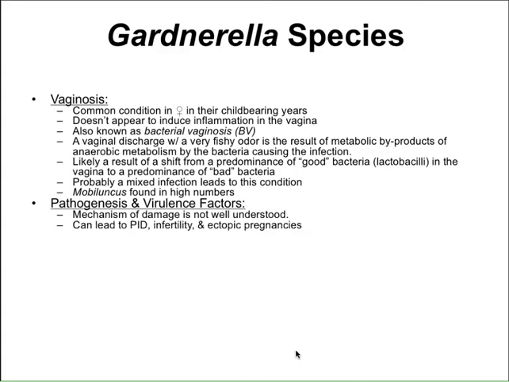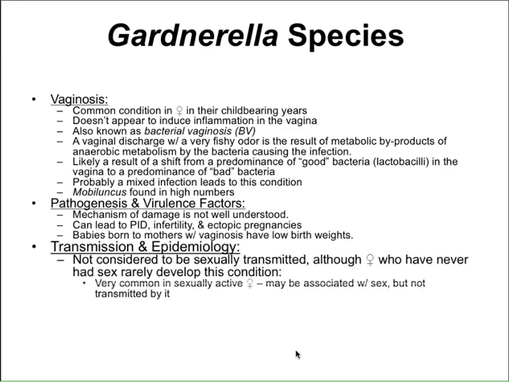It can lead to PID and infertility and ectopic pregnancy. The reason for the ectopic pregnancy, remember, is the production of scar tissue in the oviduct, and that can impede the movement of the egg down to the uterus, right? And if that egg gets fertilized, it can implant in the tube, and that's a tubal pregnancy. Babies can be born to mothers that have vaginosis, and the babies can have low birth weight.